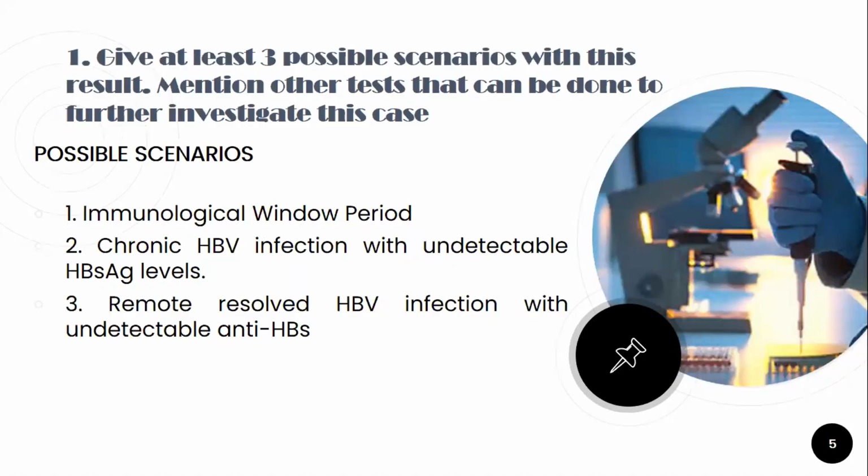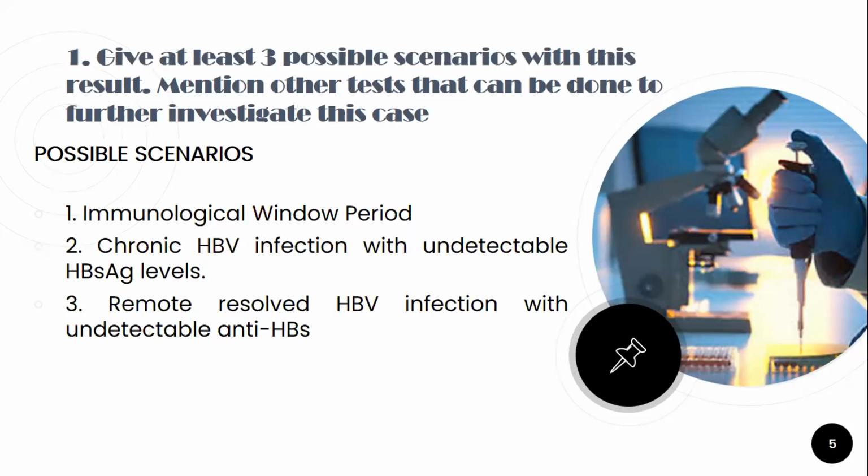Give at least 3 possible scenarios with this result. Mention other tests that can be done to further investigate this case. 1 is the immunological window period. HBs antigen disappears rapidly without the appearance of HBs antibodies. This is the immunological window period, in which the only evidence of acute infection with HBV is the IgM antibody. HBs antigen is detectable from 1 week to 10 weeks after contact.